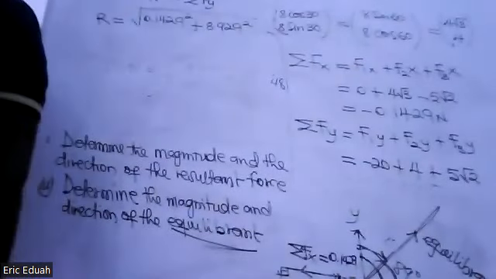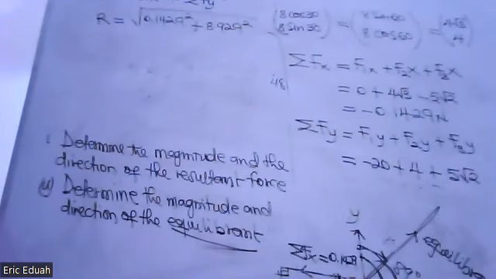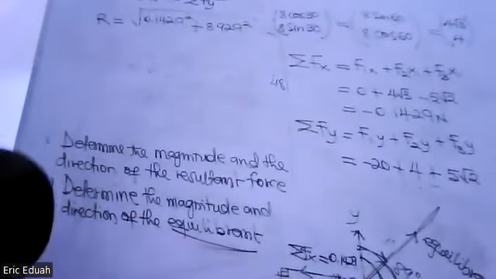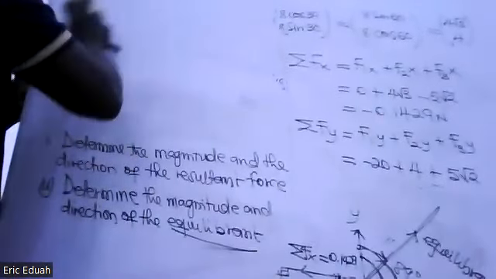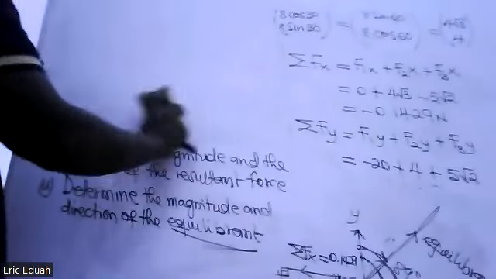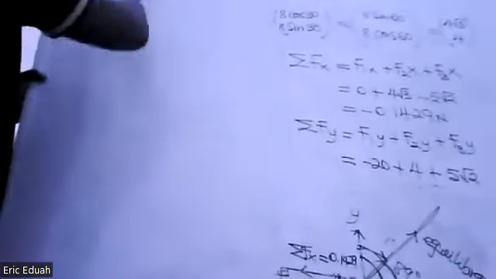Mr. Dia. Hello, Mr. Deborah. Go ahead, Deborah, I'm listening. Mr. Dia, please. So the direction of the resultant force to the x-axis is 89. Yes, it's 89. And to the y, this is 1 degree, yes. Okay, so Mr. Dia, if you're writing a conclusion, what will you write about the direction?